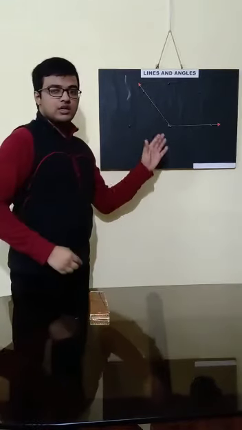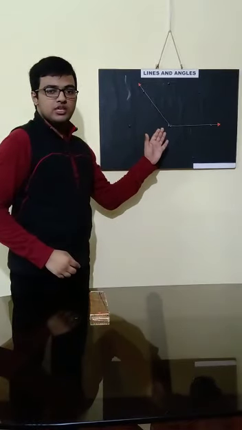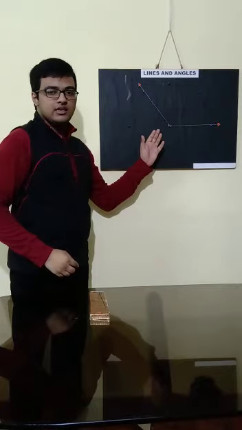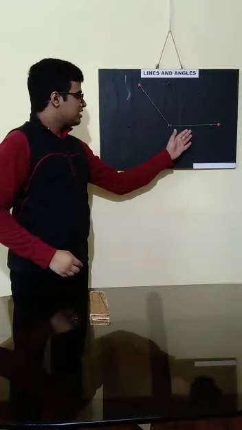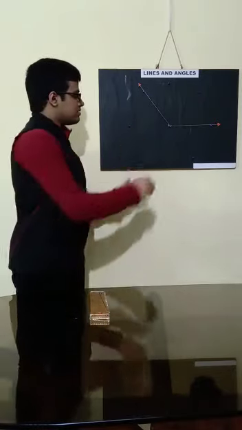Now moving on to the third type of angle, this is an obtuse angle. An obtuse angle is an angle measuring between 0 degrees and 180 degrees.